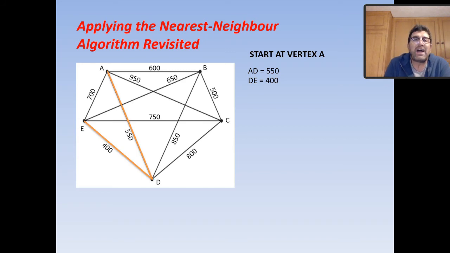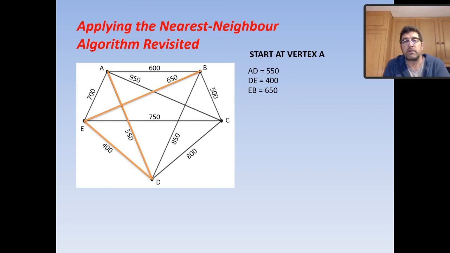Okay, now we are at E. From E, you can go to either A, B, or C. To A, it's 700. To C, it's 750. And to B, it's 650. Now, with the nearest neighbor algorithm, you definitely will go to B.